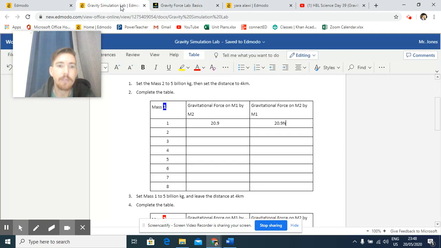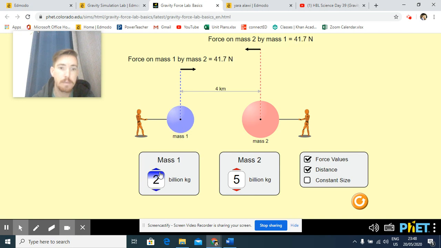All right. So now we go on here. If mass 1 is set to 2, now mass 1 is 2 billion kilograms. Force on mass 1 by mass 2, 41.7.